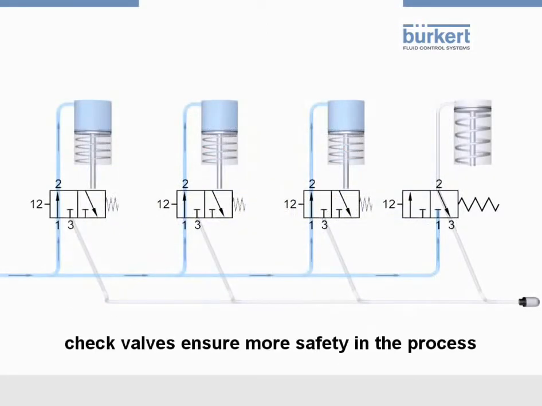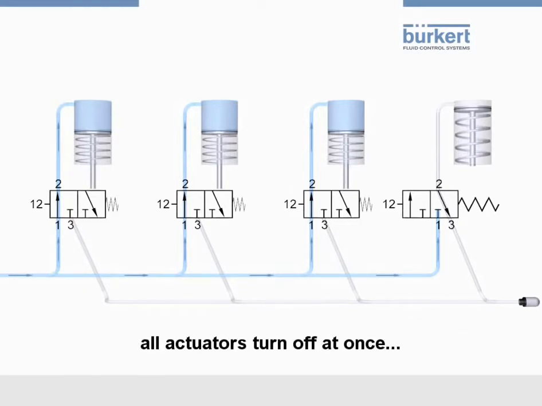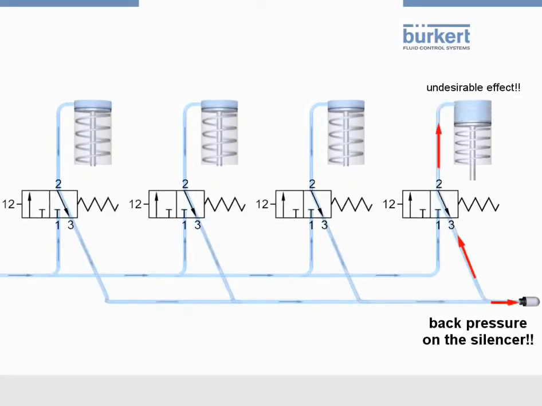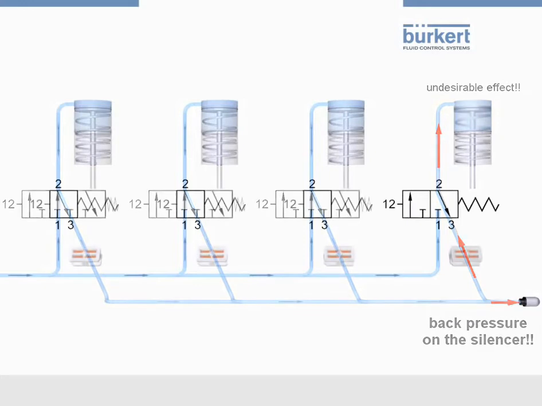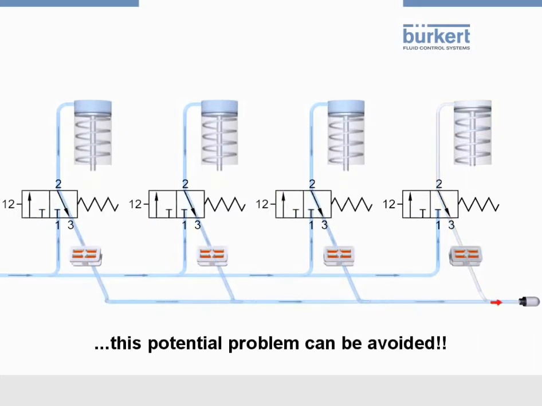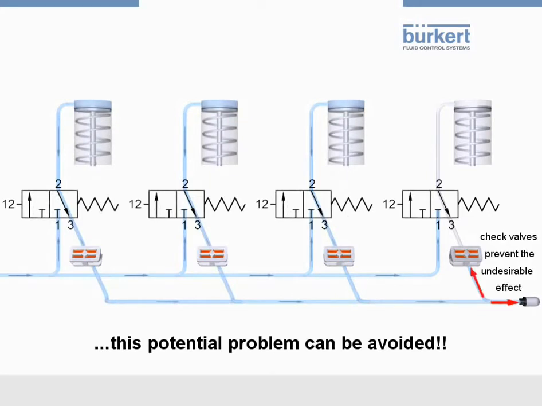Check valves ensure more safety in the process. If there's a failure in the plant, all actuators turn off at once. There, all the exhaust air needs to be vented to the atmosphere. In doing so, a back pressure in the valve can build up when the venting of the air doesn't happen fast enough. This back pressure can cause an accidental actuation of a valve, which may cause a lot of disruption within the process. If check valves are integrated within the basic modules, this potential problem can be avoided.